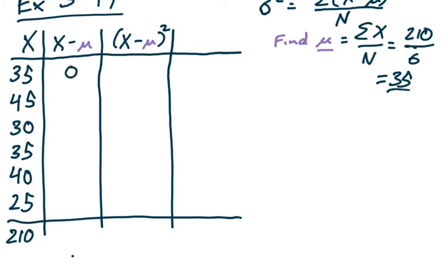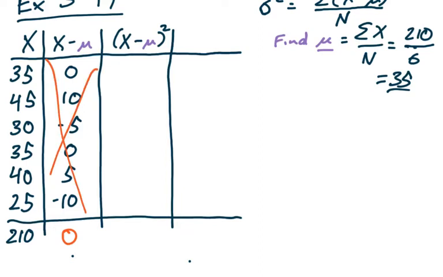This first one's going to be 0. 45 minus 35 gives 10. Negative 5 here. 0 again. We got a positive 5, and we got what? A negative 10. And notice we got the exact same values, just positive and negative, symmetric, repeated all the way through. So if we sum those up, that would be 0. Don't sum them up. That's the moral of that story.